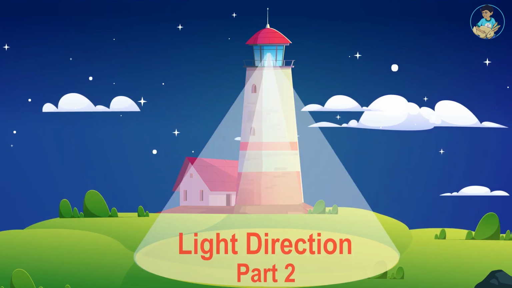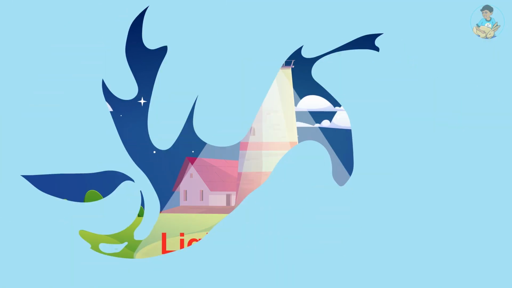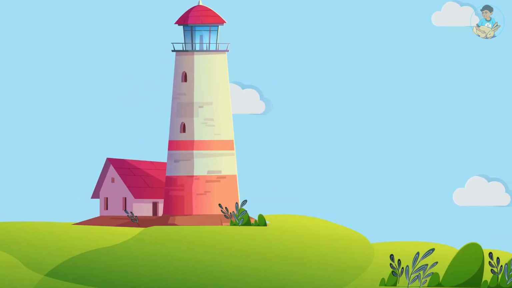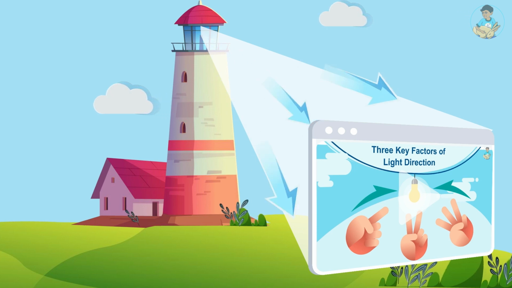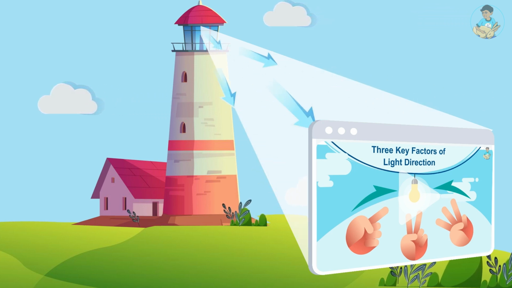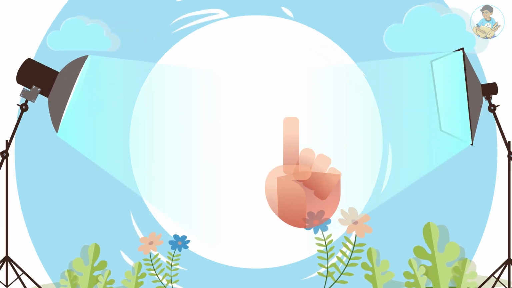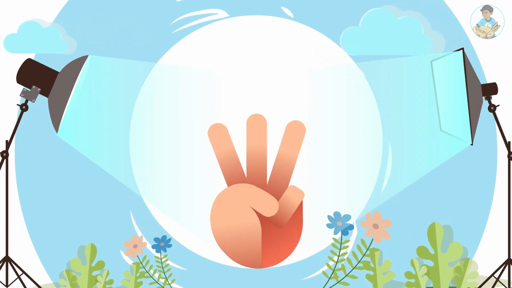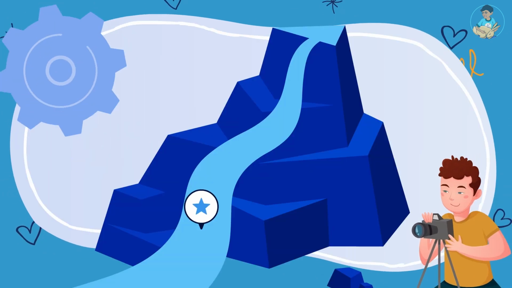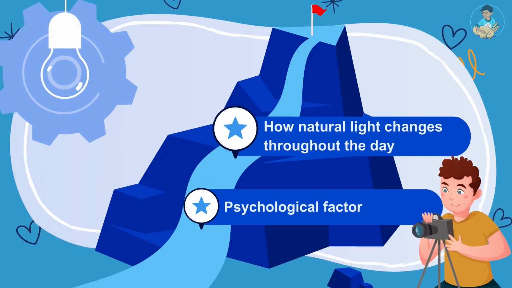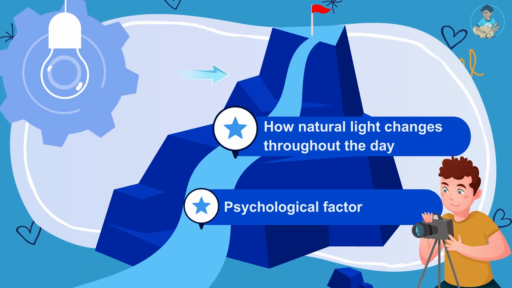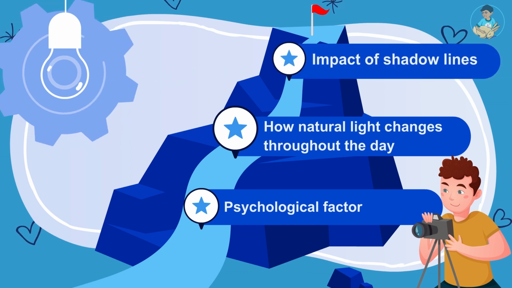Light Direction Part 2. In the Light Direction Part 1 video, we learned about the 3 key factors that one needs to consider prior to studying the light direction. We also saw how these factors impact the photography subject. These factors are psychological factors, second, how the natural light changes throughout the day, and finally, the impact of shadow lines on the photography composition.